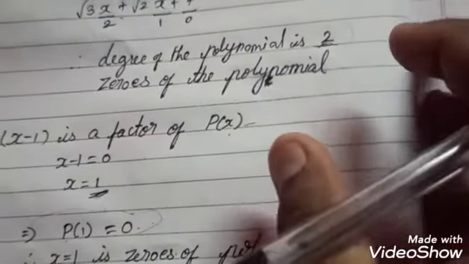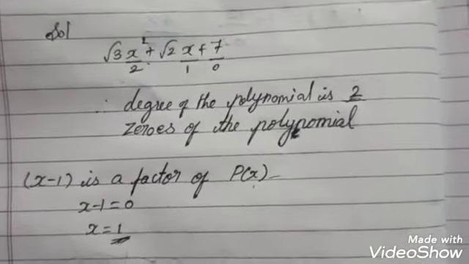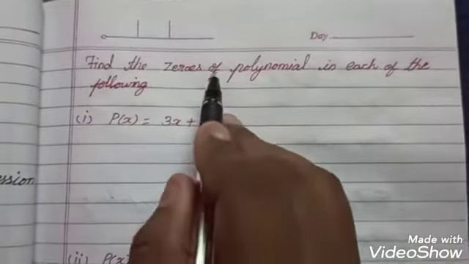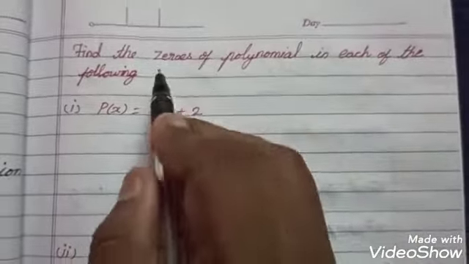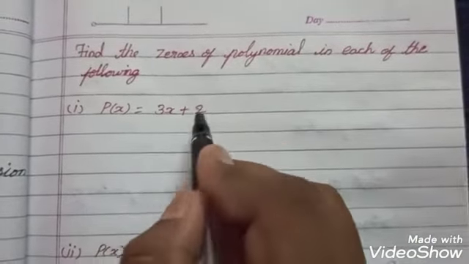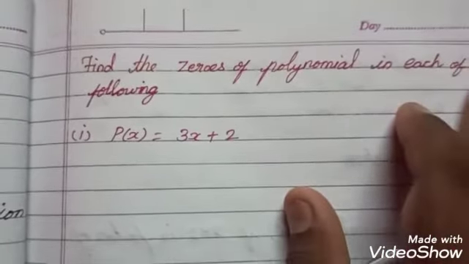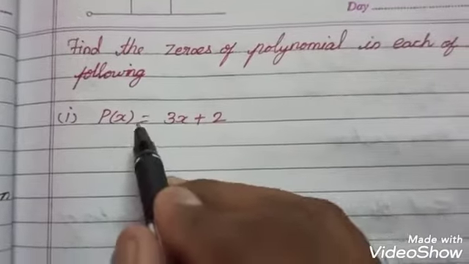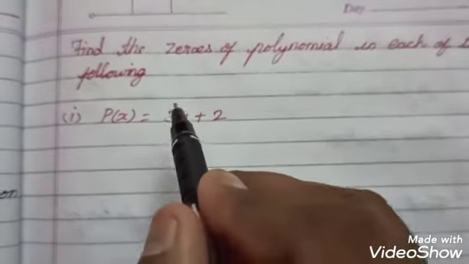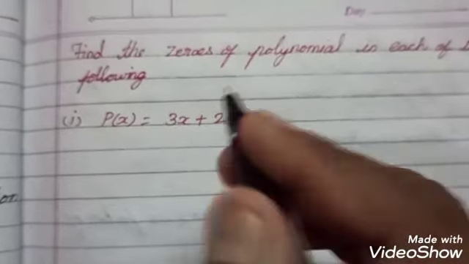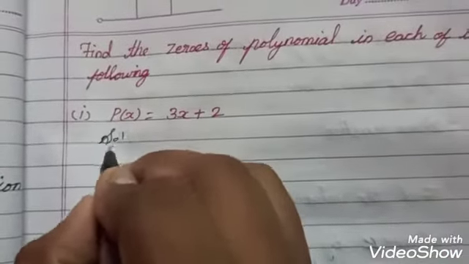So in the same condition we have to find out the zeros. Find the zeros of polynomial in each of the following. Here they have given the expression. We need to find out the zeros of the polynomial. What is the value of x? Because we substitute instead of x, we get 0. That means p of 1 equal to 0, p of 2 equal to 0, whatever it is. In the same way, we need to find out the solution.